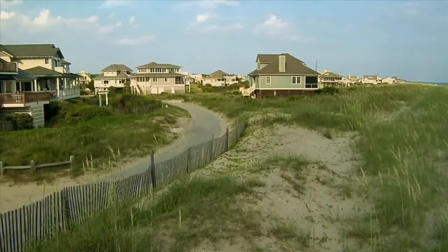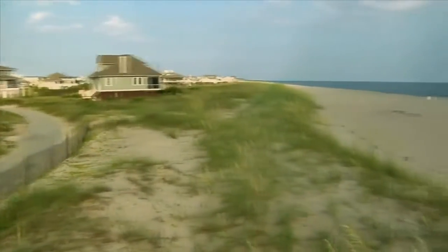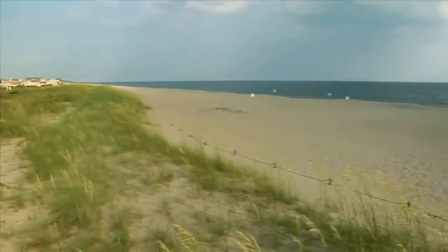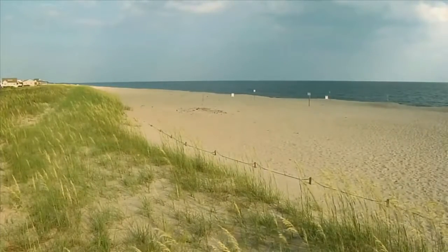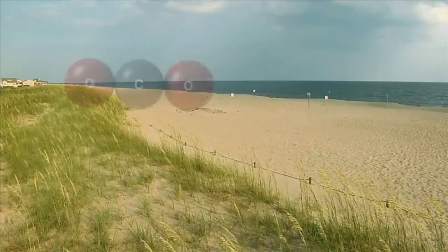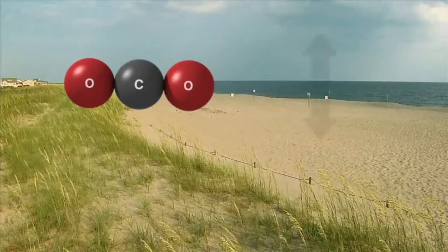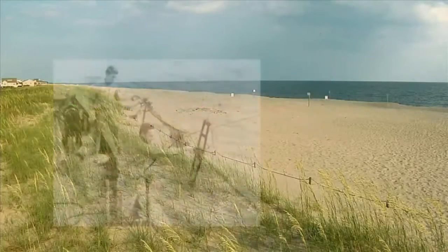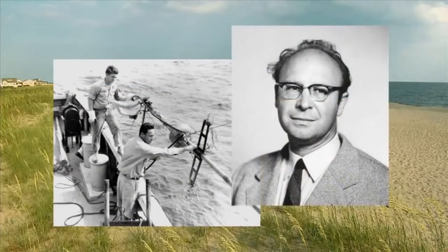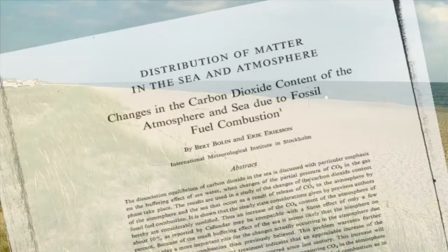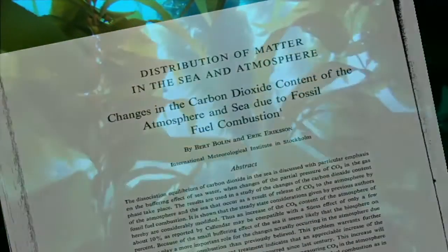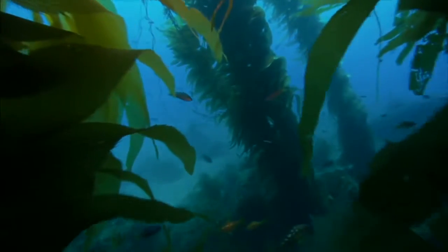Until the 1950s, many scientists thought the oceans would absorb most of the excess CO2 released by human activities. Then, a series of scientific papers were published that examined the dynamics of carbon dioxide exchange between the ocean and atmosphere, including a paper by oceanographers Roger Revelle and Hans Suess in 1957, and another by Bert Bolin and Erik Eriksson in 1959. This work led scientists to the hypothesis that the oceans could not absorb all of the CO2 being emitted.